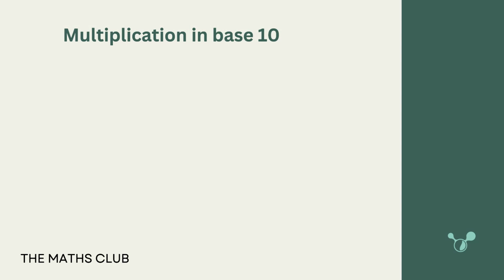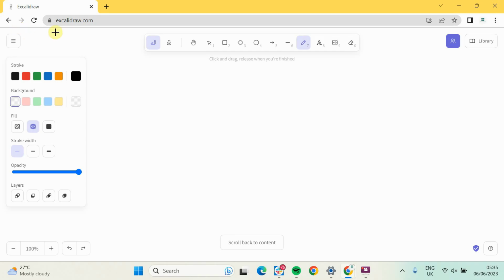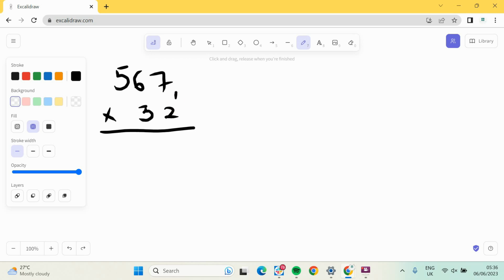As always, whenever we enter a new concept in number base, we start with our fundamental base, which is base 10. So let's get started. How do we multiply in base 10? Let's see this example: 567 times 32, in base 10.